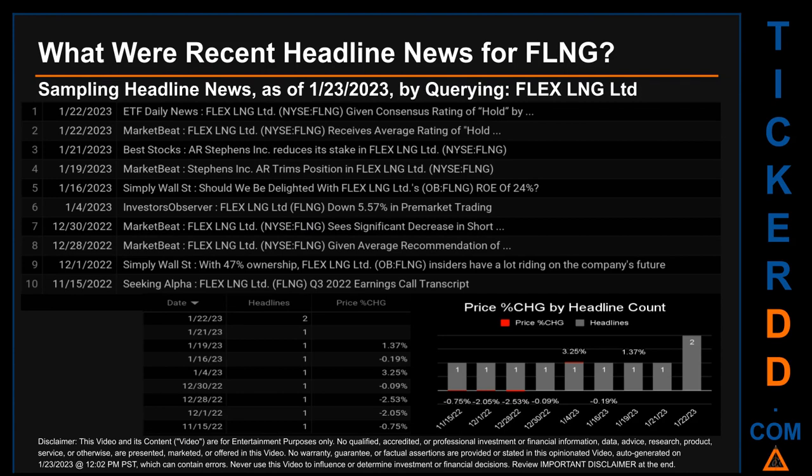Today, Monday, January 23, 2023, I sampled one of our news aggregators for latest headlines for this ticker. I did so by searching specifically by a keyword that may appear, broadly, in the title or the body, of discoverable news articles. The keyword that I used was the entity name for FLNG, which is FLNG Limited.